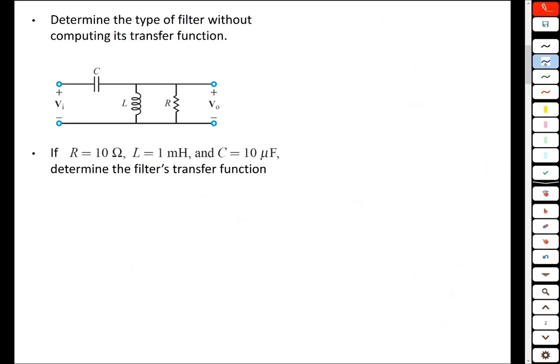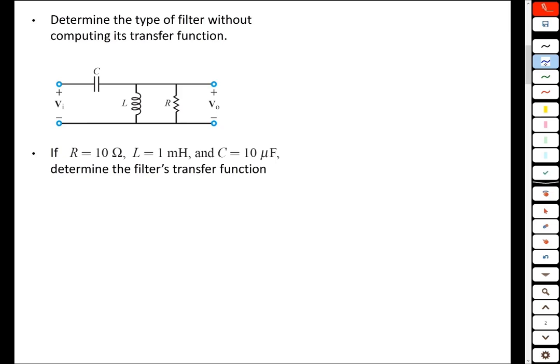This is the same circuit, and now we're asked two parts. The first part, we're asked to determine the type of filter without actually computing its transfer function. In other words, just from inspection, we want to look at this circuit and figure out, is it going to pass the low frequencies, the high frequencies, or frequencies in the middle, and from that we can figure out what type of filter it is. And then, for given values of resistor, inductor, and capacitor, same values as on the previous page, we then are asked to find an actual expression for the transfer function.